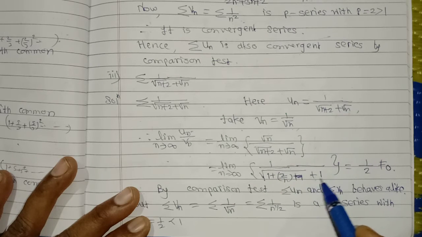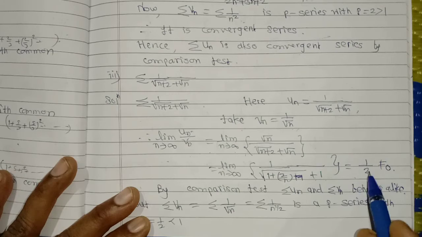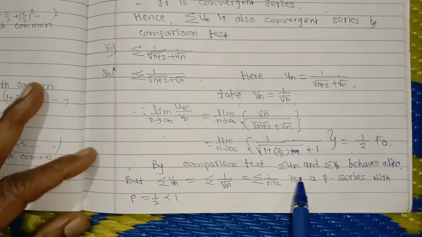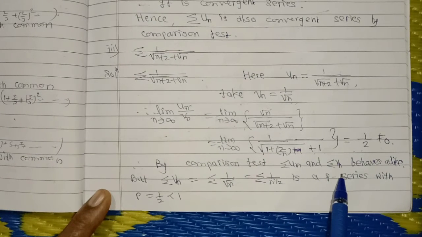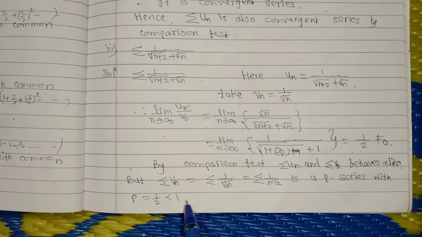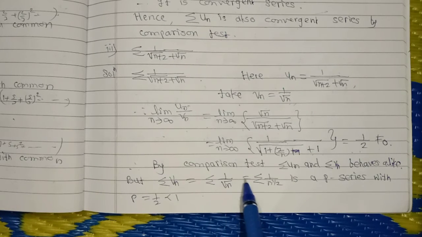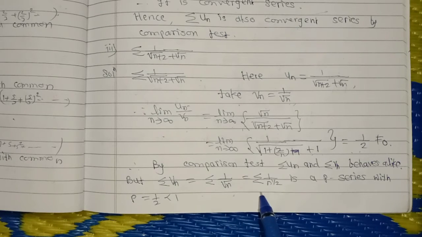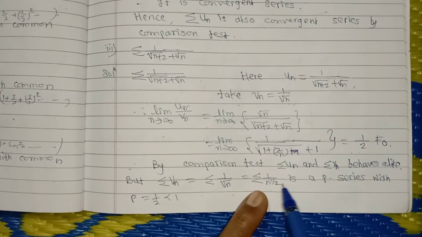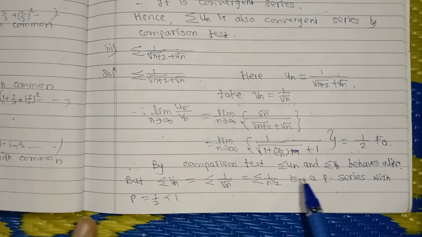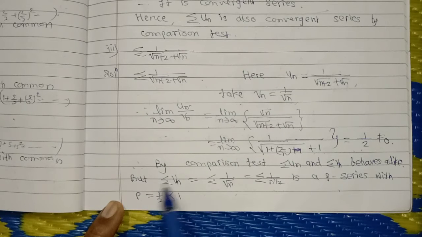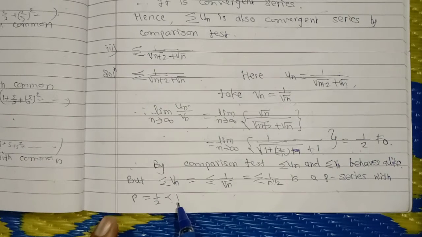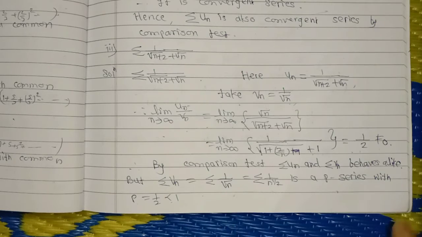Hence, by comparison test, summation of Un and summation of Vn behave alike. We have taken summation of Vn equal to summation of 1 upon root n, which is equal to summation of 1 upon n raised to half, and it is a P series with P equal to half, which is less than 1. We know that if P is less than 1, the P series is divergent, so the given series is a divergent series.